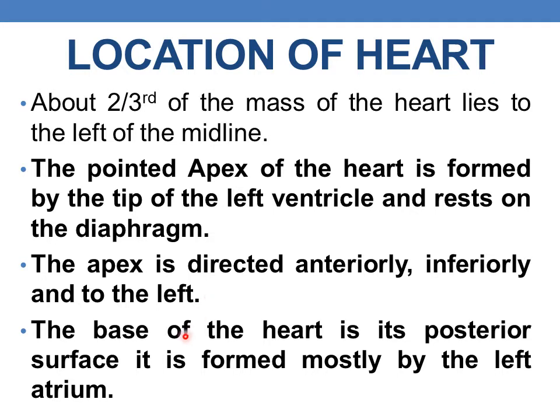Whereas the base of the heart is its posterior surface, and it is formed mostly by the left atrium. So the pointed apex is formed by the tip of the left ventricle, whereas the base of the heart, which is its posterior surface, is formed mostly by the left atrium.